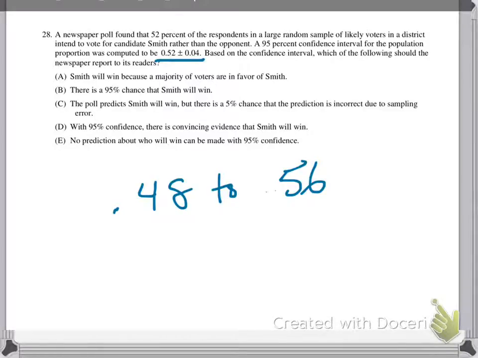And I want you to notice that because we're talking about likely voters, this or that, right, 50% for each of those, what number is in this interval? Do you see that 50 is in here? Because 50 is in here, that's kind of like when we look for 0. We know that no prediction can be made.